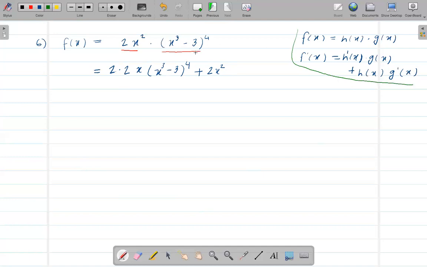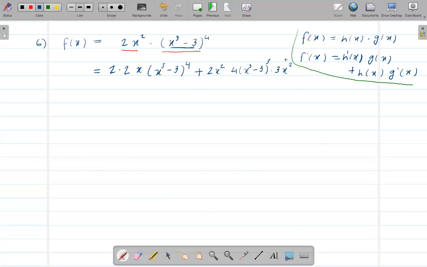And then now take the derivative of this second one. I have the power 4, so now I have to use the chain rule. First, take the derivative of this whole thing: we bring this 4 down here, 4 times x cubed minus 3 to the power 4 minus 1, which is 3. Times, now take the derivative of the inside using the chain rule. First I have to take the derivative of x to the power 3: the 3 comes down, so 3x to the power 2, and minus the derivative of 3 is 0, so we don't have to write that.